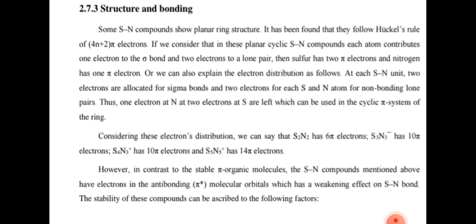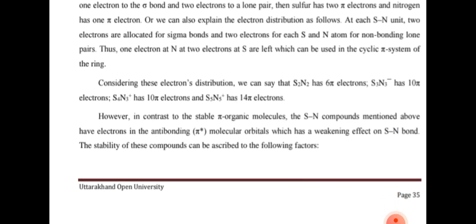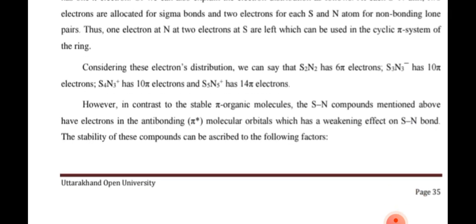Or we can also explain the electron distribution as follows. At each sulfur nitrogen unit, 2 electrons are allocated for sigma bonds and 2 electrons for sulfur and nitrogen atoms for non-bonding lone pairs. Then 1 electron at nitrogen and 2 electrons at sulfur are left, which can be used in the cyclic pi system of the ring. Considering these electron distributions, S2N2 has 6 pi electrons, S3N3 minus has 10 pi electrons, S4N3 plus has 10 pi electrons, and S5N5 plus has 14 pi electrons.